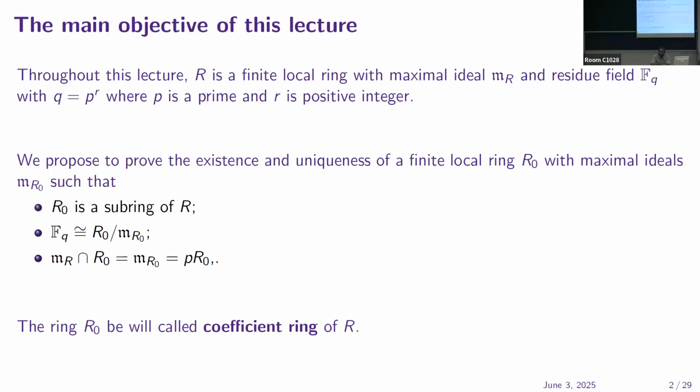R is a finite local ring with maximal ideal MR and residue field Fq, with q equal to p to the power r, p is a prime, r is a positive integer. R and R0 have the same residue field, and the maximal ideal of R0 is the intersection of the maximal ideal of R and R0. I explain that.